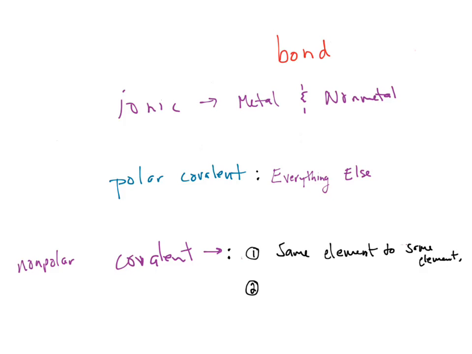Hydrogen, oxygen, and carbon. If I have a hydrogen bound to a carbon, that is by definition nonpolar covalent. So what is polar covalent? Anything other than those definitions. We have to be able to look at a compound and come up with that definition.